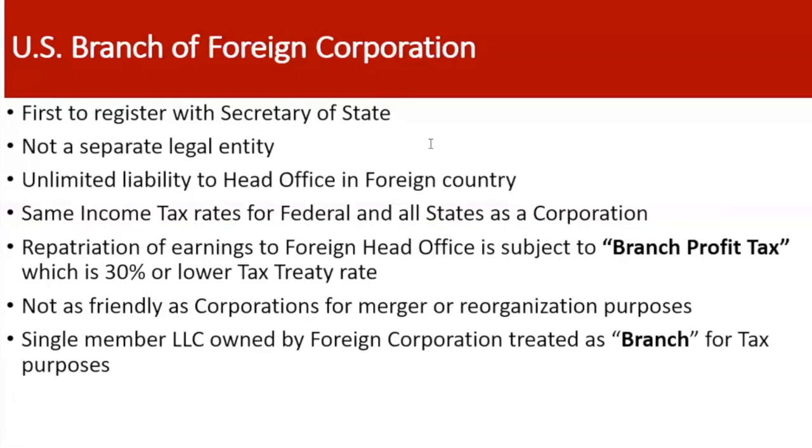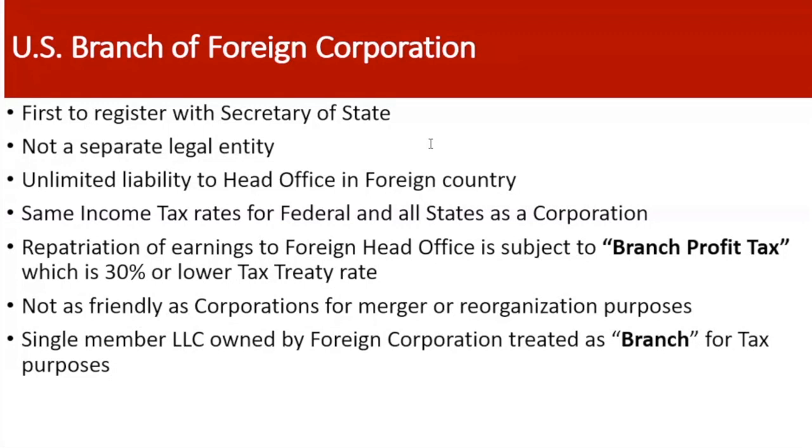Then there is another type of entity which many of our international or multinational clients have. It's called a US branch of a foreign corporation. First, in order to have a branch here, we have to register the branch with the Secretary of State, similar to forming a company or an LLC. It is called a branch, which means it's not a separate legal entity. Even though we are creating it by operation of law by registering with the Secretary of State, it does not have a separate legal identity from the head office.